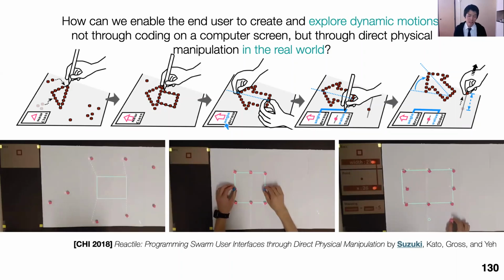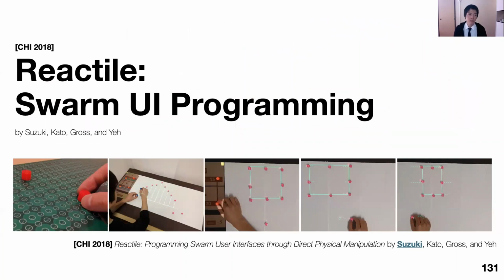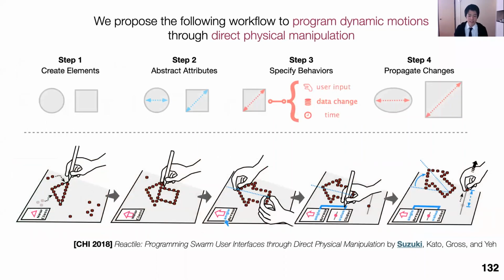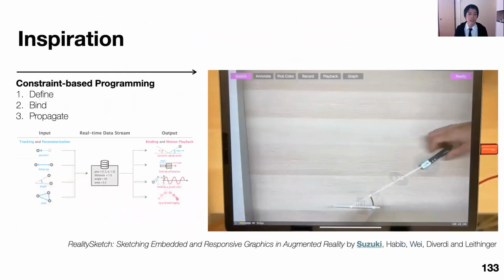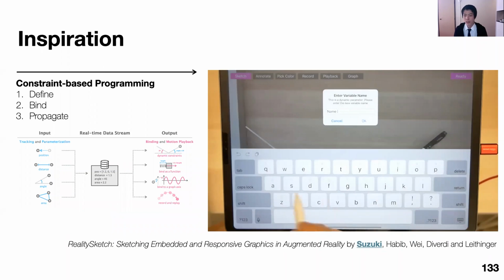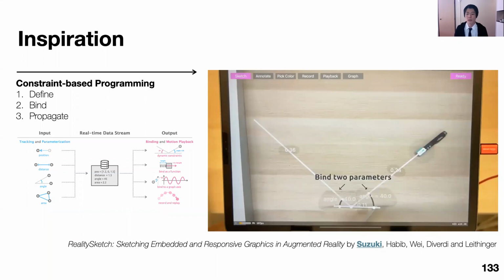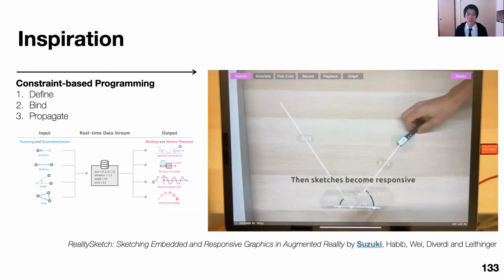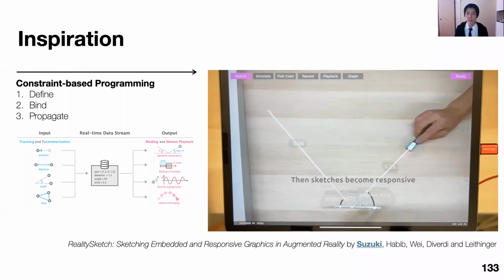To demonstrate this idea, we have explored React, which is an interactive Swarm UI programming. One of the inspirations for this direct manipulation is constraint-based programming. Constraint-based programming uses three steps: first, define a variable to parameterize the world, and then bind these two parameters together so that the object and graphics can responsively interact with it.